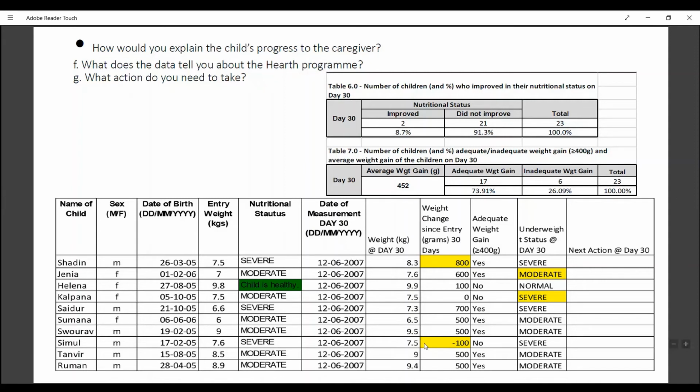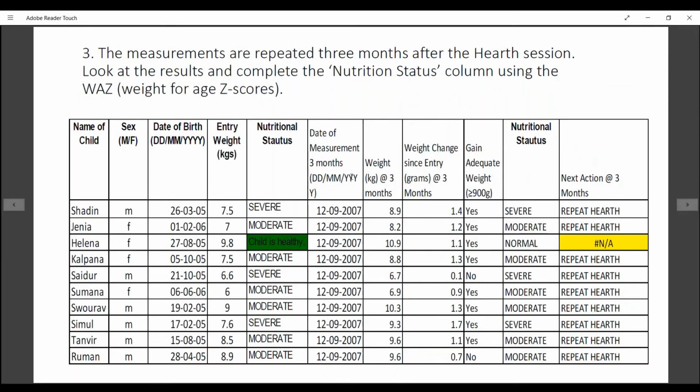Also, please double check for the outliers, such as the first child who has gained almost double the expected weight. This might be normal, but sometimes the weight is 3 or 4 times the expected, so you should look into that. On the last question, you have to look at the result and complete the nutrition status using the weight for age z-scores. So your results should look similar to this table.